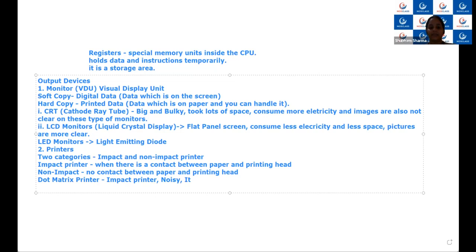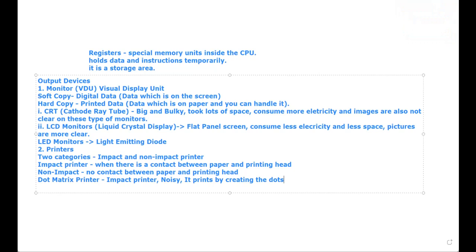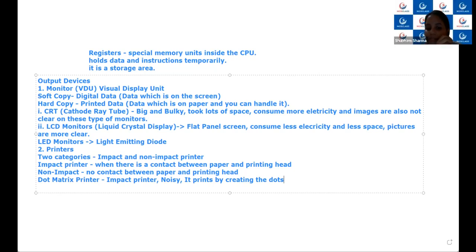Okay. It prints by creating the dots. So have you ever seen, like, while we were very young, while we were kids, we learned the alphabets by tracing the alphabets, by tracing on the dots, right? Did you do that? So exactly in this same manner, dot matrix printer works. It creates the dots and then only it prints on those dots. I will let you know the working also. But first of all, we will study about this.